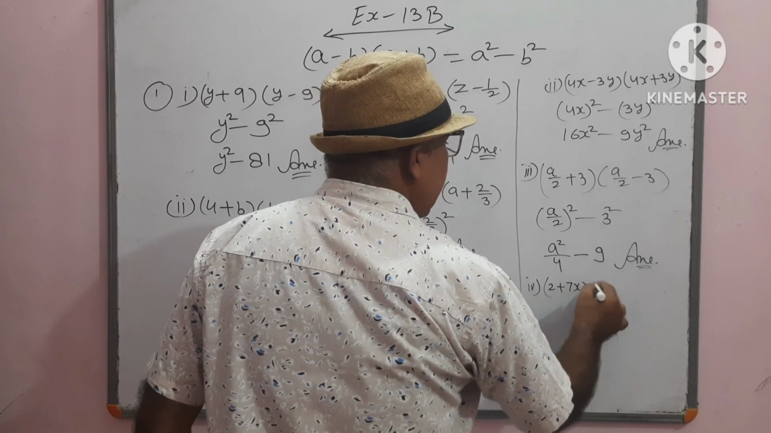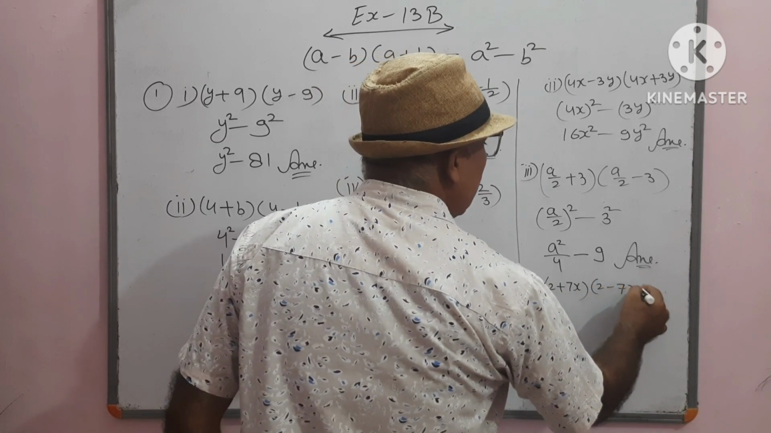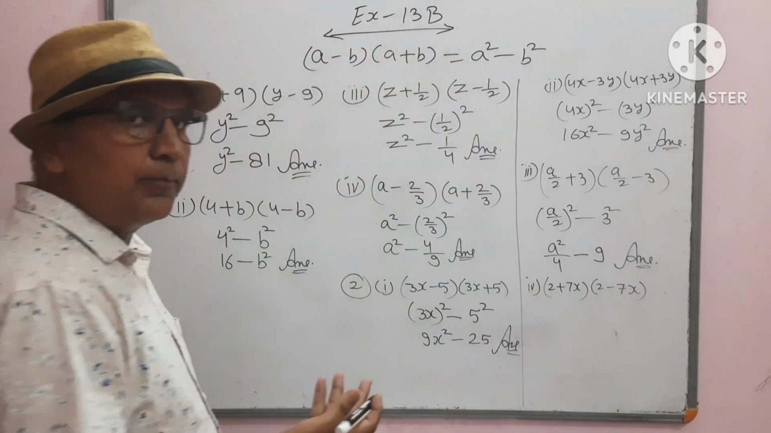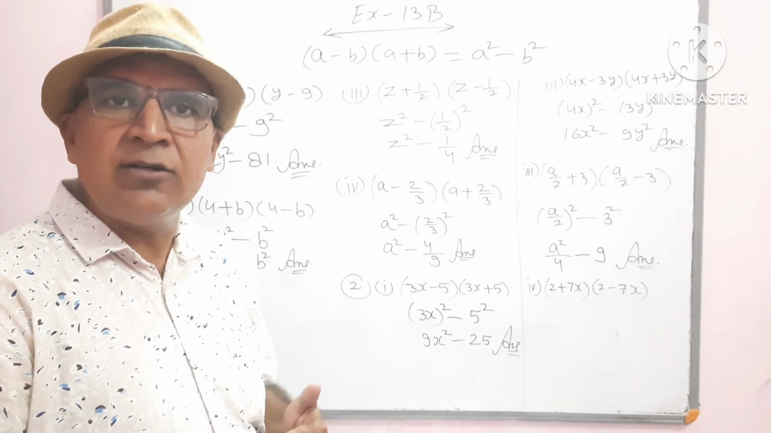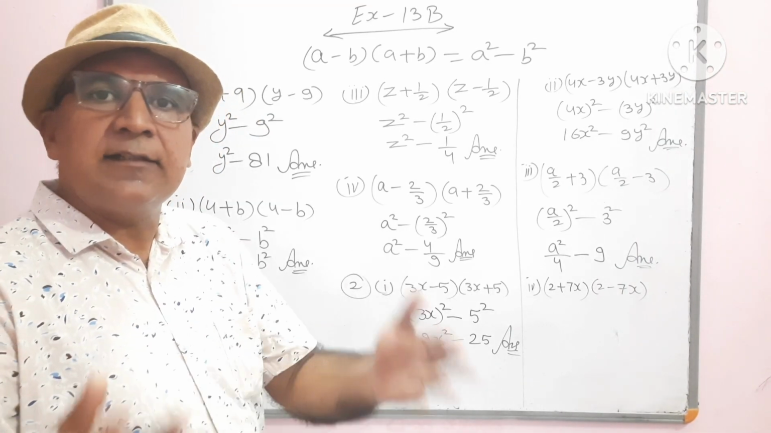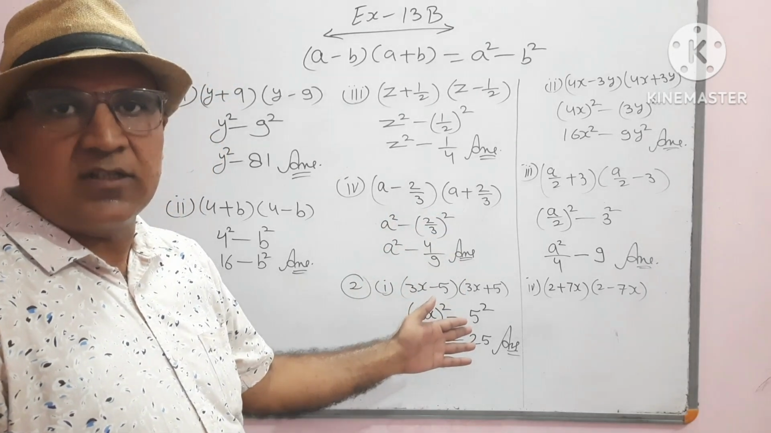2 plus 7x into 2 minus 7x. By using the same identity, I hope you can do it. You must try yourself so that you can get the practice of solving these questions.